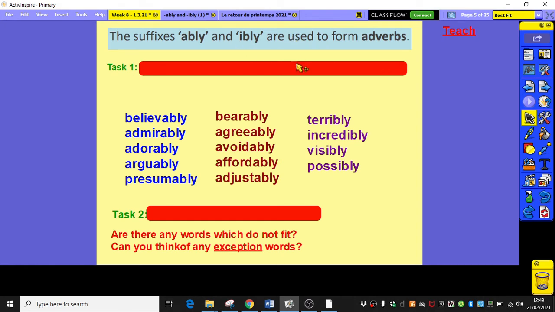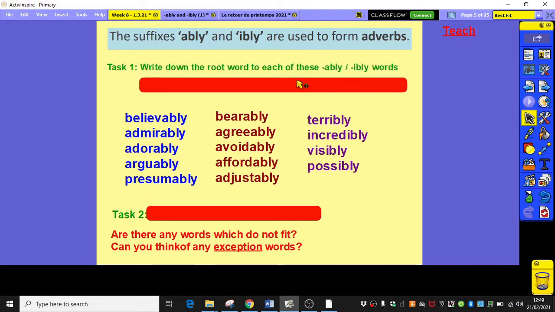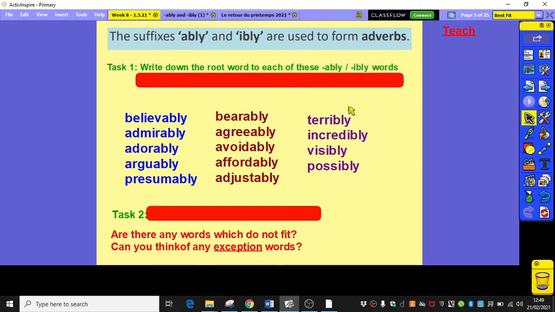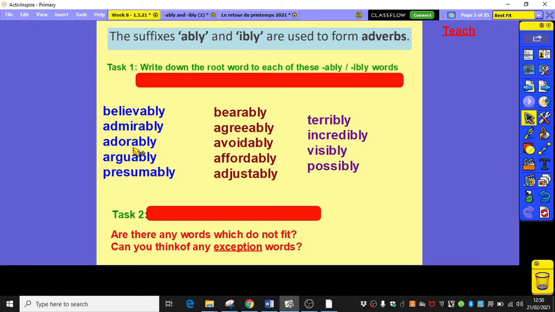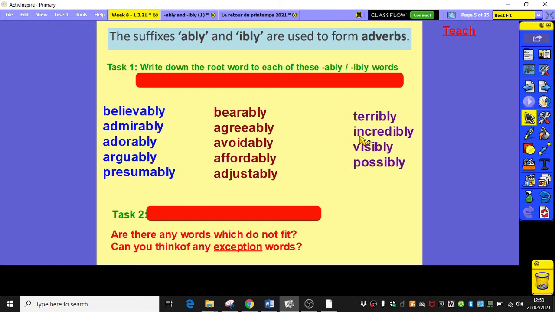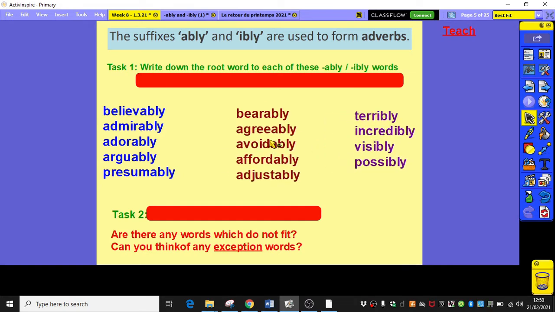Okay, the first task I'd like you to do, and you have a sheet to fill in to do this, is write down the root word to each of these ably and ibly words. We've got believably, admirably, adorably, arguably, presumably, bearably, agreeably, avoidably, affordably, adjustably, terribly, incredibly, visibly, and possibly. Now, can you find the root words of all of these words? Pause the video and have a go at completing that task for me.